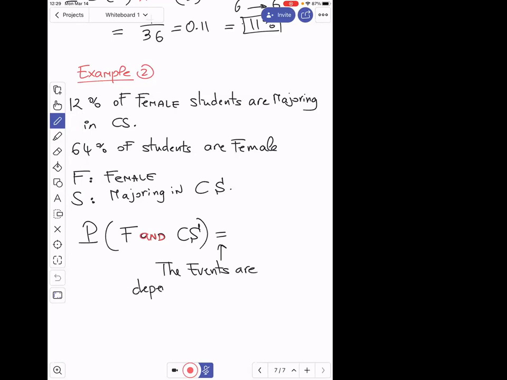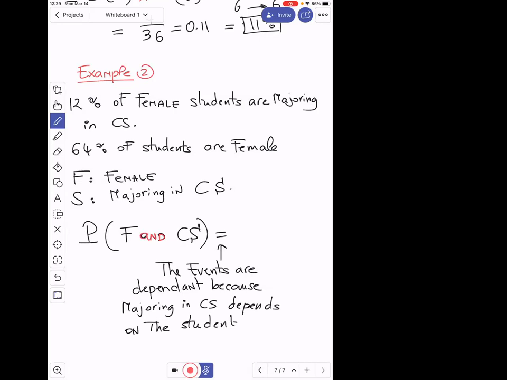Dependent, because measuring in computer science depends on whether the student is a male or female, right? The percentage depends on if the student is a male or female.